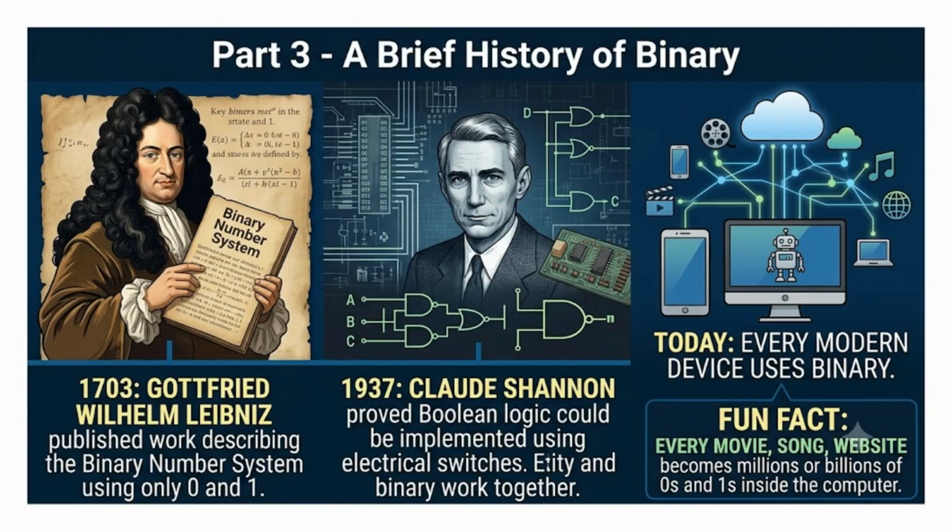You might think the binary number system was invented with computers, but its history goes back more than 300 years. In 1703, the German mathematician Gottfried Wilhelm Leibniz published a system that used only 0 and 1 to represent every number. At the time, it was simply a mathematical idea. More than 2 centuries later, in 1937, Claude Shannon made a remarkable discovery. He proved that Boolean logic could be implemented using electrical switches. This breakthrough connected mathematics with electronic circuits and laid the foundation for modern digital computers.